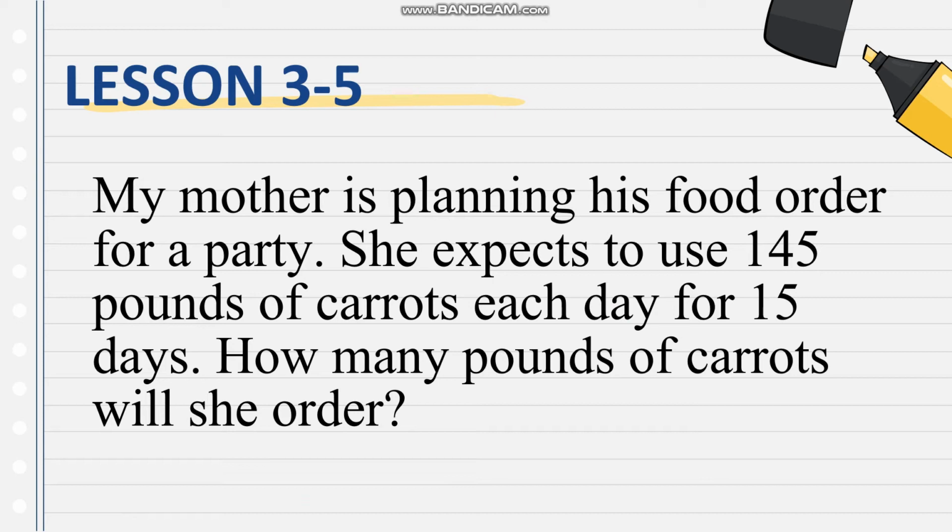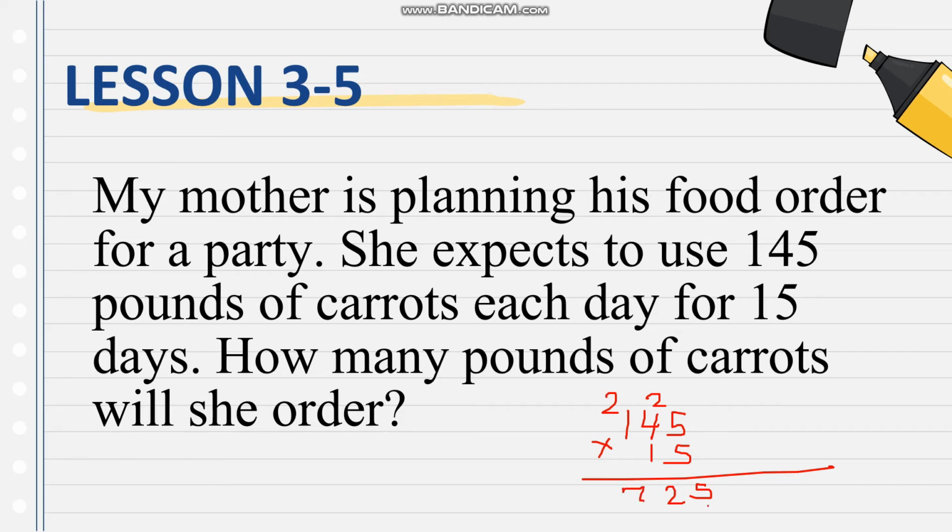Next, my mother is planning her food order for a party. She expects to use 145 pounds of carrots each day for 15 days. So how many pounds of carrots will she order? So we just simply multiply 145 by 15 to get the answer. So 5 multiplied by 5 is 25, regroup 2. 5 by 4 is 20 plus 2 is 22, regroup 2. 5 multiplied by 1 is 5 plus 2 is 7.